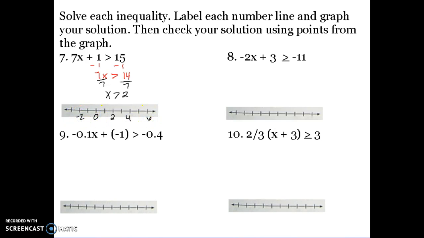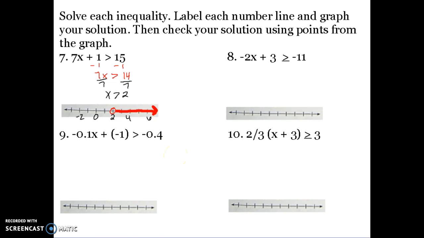I'm going to have an open circle on 2 because that is greater than, not greater than or equal to. So 2 cannot be a solution, but everything bigger than 2 is a solution. So I'm going to circle 2 and shade everything that's bigger than 2.